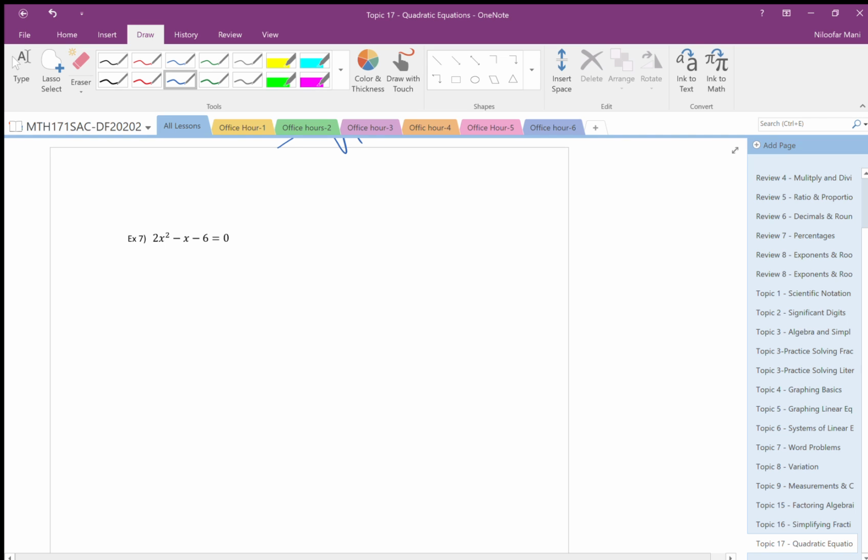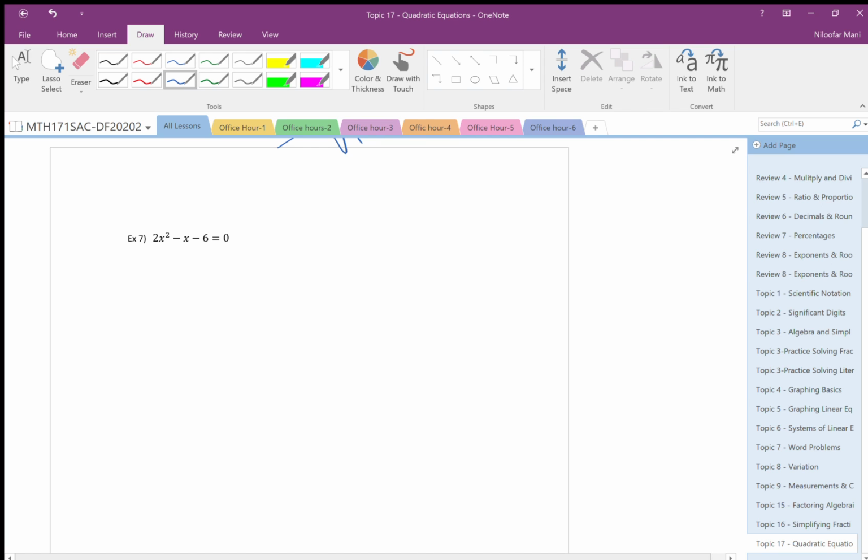Hi everyone, I continue on the lesson. So far, we saw solving quadratic equations by factoring. If we couldn't factor, we could do it with completing the square. Completing the square is a technique that you can use for all types, factorable or non-factorable.